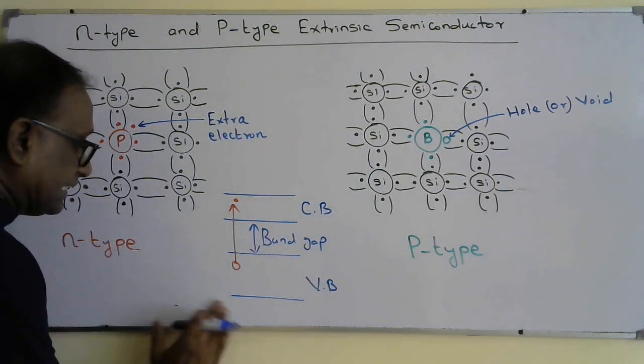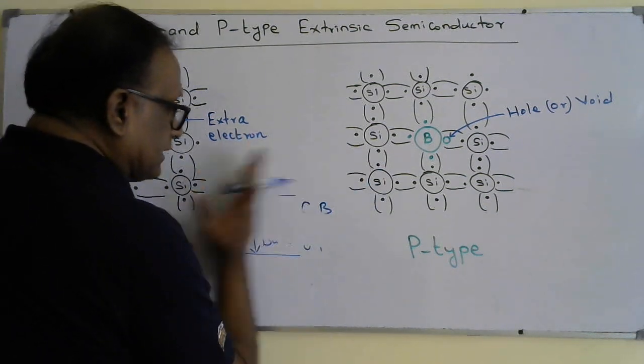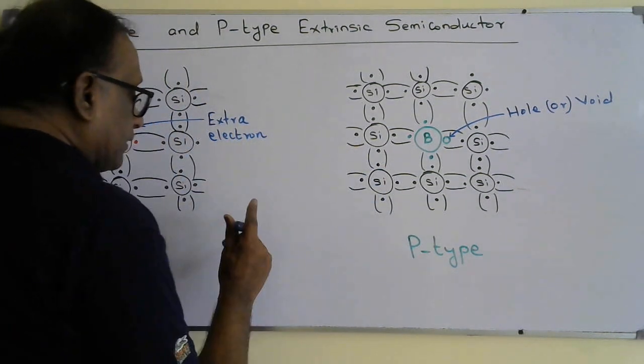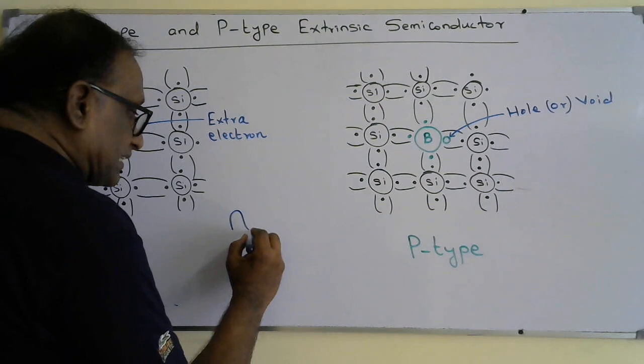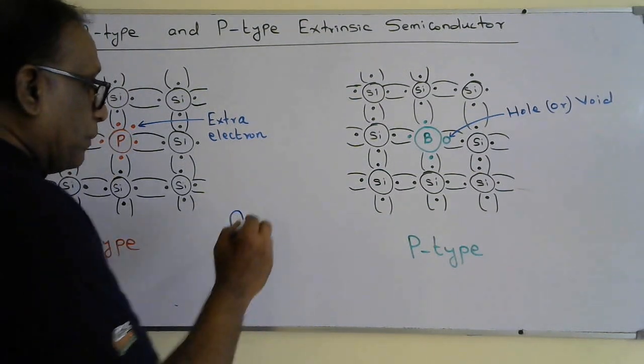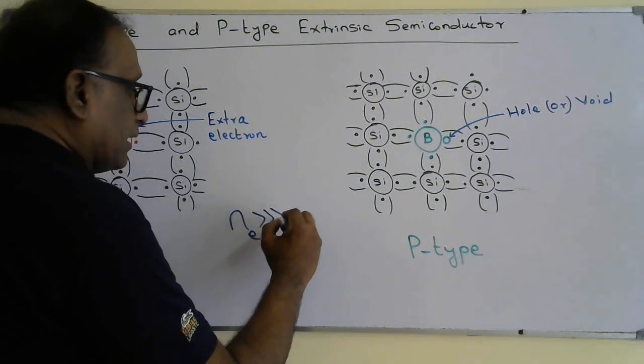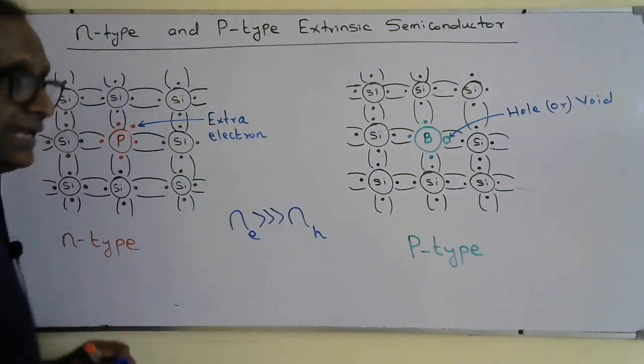So in n-type semiconductors, carefully listen, the number of conduction electrons will be much larger than the number of holes in the valence band.